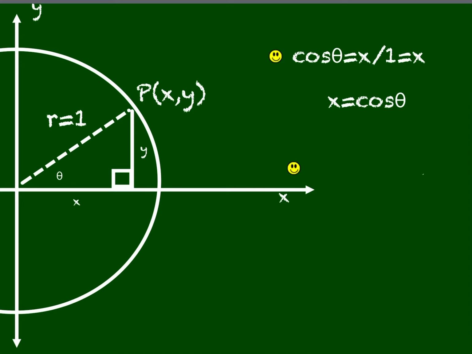We can use this idea to figure out sine theta. Sine theta is equal to what? y over 1. Sine theta equals y over 1, so y equals sine theta. In that way, I understood x is going to be cosine, y is going to be sine.